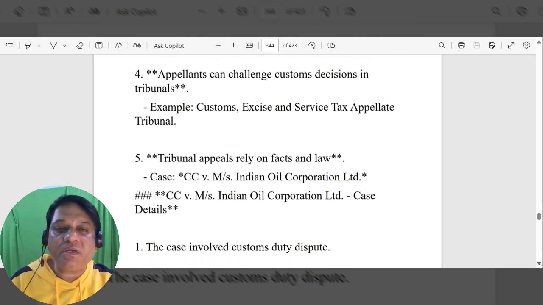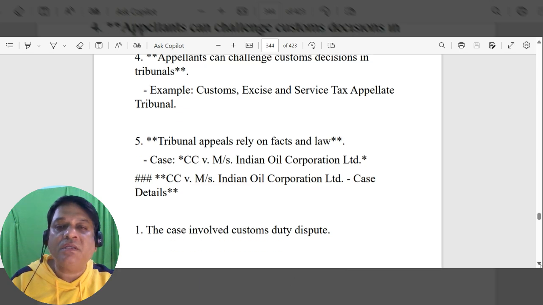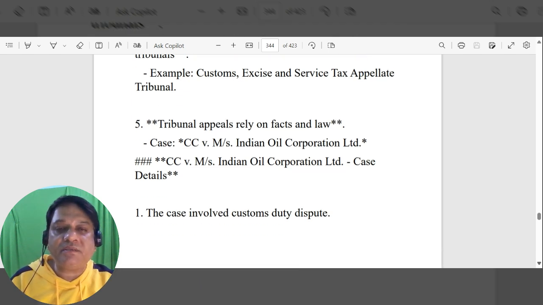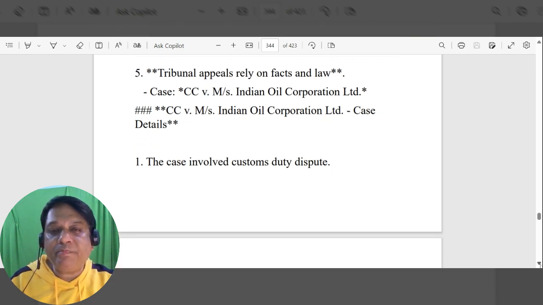Appellants can challenge customs decisions in tribunals. Example, the Customs, Excise and Service Tax Appellate Tribunal. Tribunal appeals rely on facts and law. Case: CC versus Indian Oil Corporation Limited.